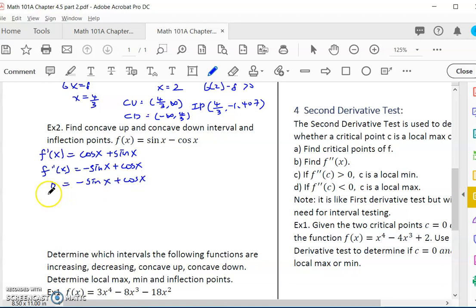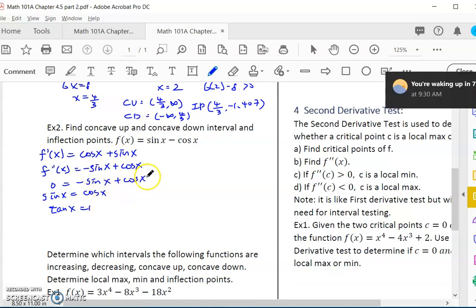So that means sine x is equal to cosine x. In other words, tangent x is equal to 1, if you divide by cosine x on both sides. Cosine x cannot be 0, because if it's 0, the other one is not. If you plug in 0, it is not a solution, so we can divide. It's tangent x equal to 1.